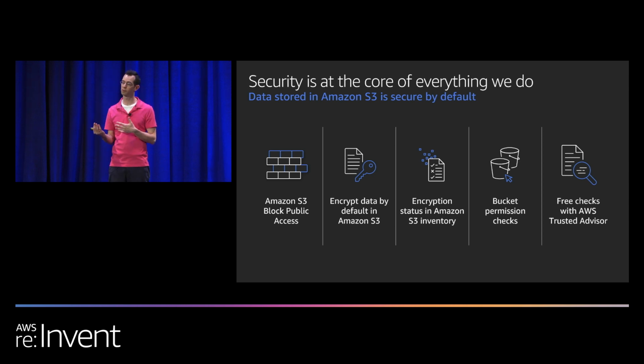Then when we talk about encryption, there's the ability to set up encryption by default for a bucket. There's the ability to audit the encryption of objects using S3 inventory. And then you've got bucket permission checks, both in the S3 console and also in Trusted Advisor, giving you an easy way to look through your buckets and see their status on whether they're public or private.